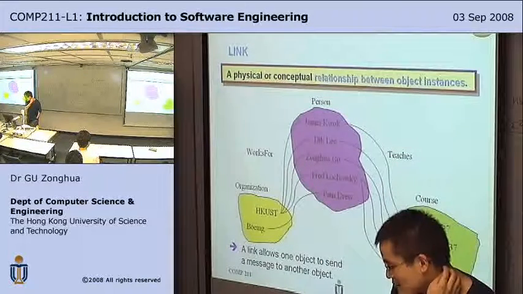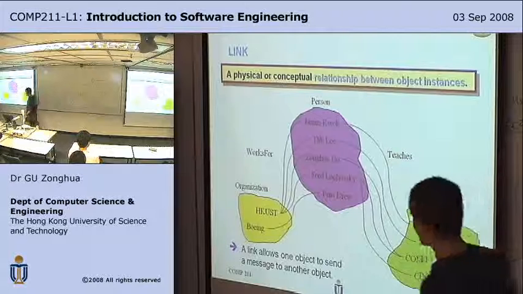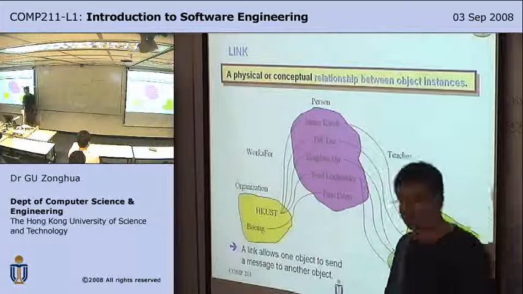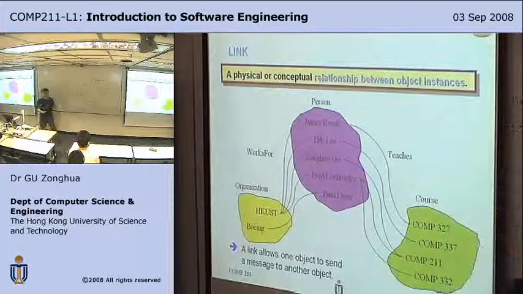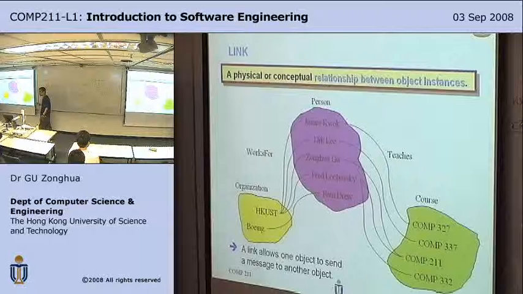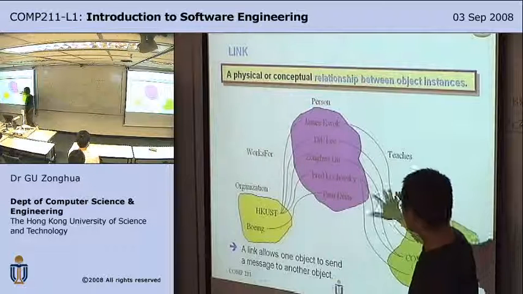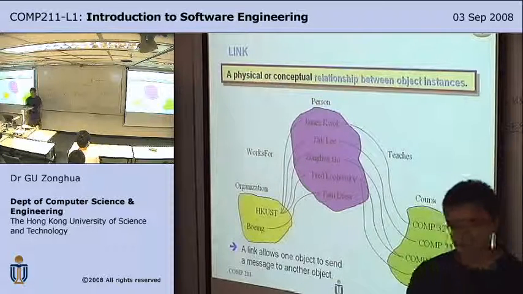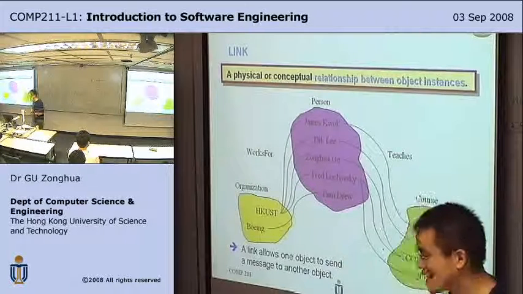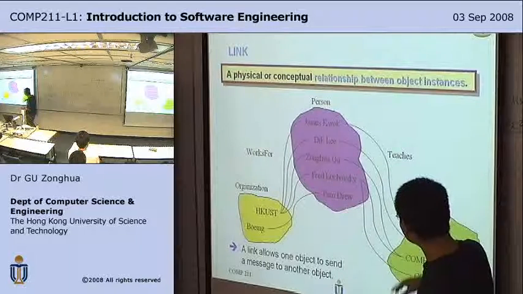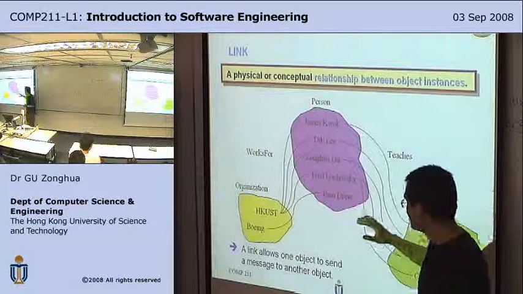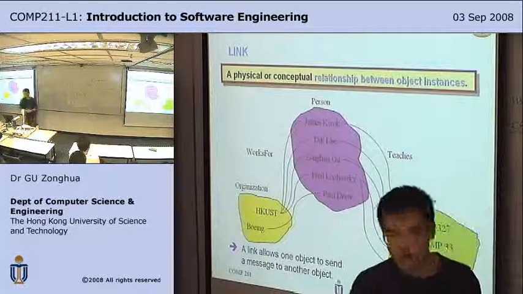So a link allows one object to send a message to another object. The message is a conceptual message. It can be a method call, or it can be a network message. Could be a TCP/IP packet. Could be anything. We don't care at this stage. At this stage, we only care that you can send a conceptual message between two objects.